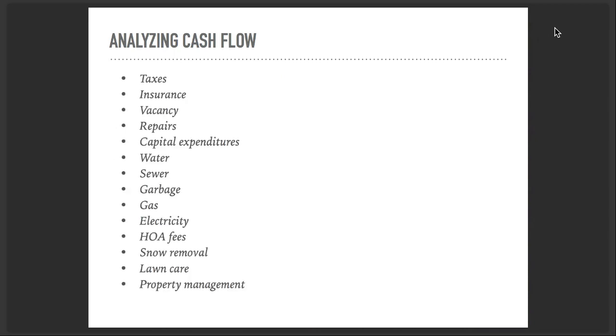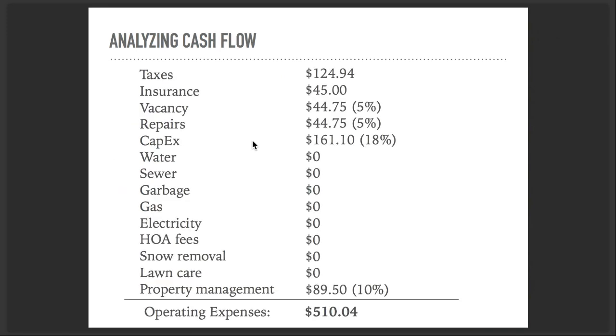But expenses, we've got that big old list, remember? So we're going to walk through each part of that and find out. So we've got taxes, insurance, vacancy, repairs, CapEx, water, sewer, garbage, gas, electricity, HOA fees, which means if you're in an area with a homeowners association, you might pay those. Snow removal, lawn care, property management, and there might be more in your area. Here's what I came up with when I did the list by hand.